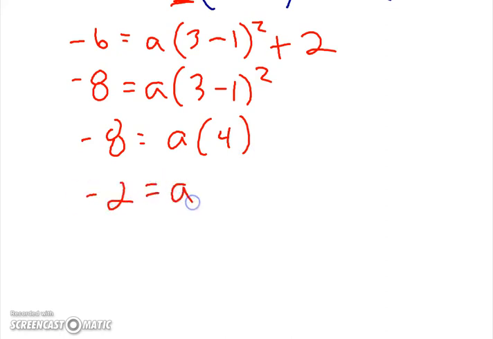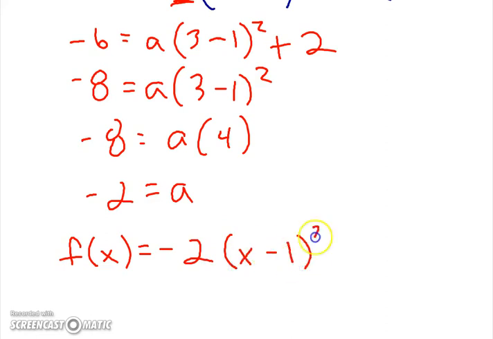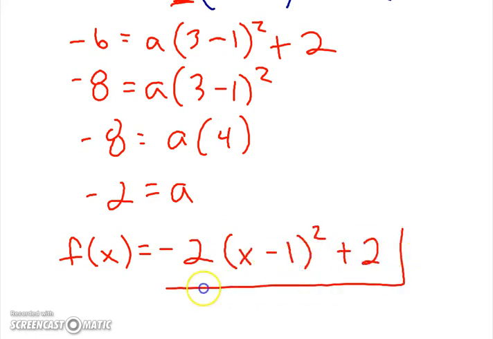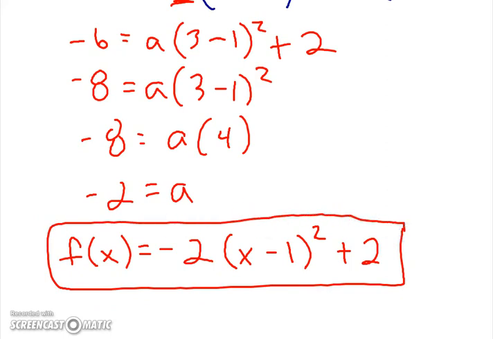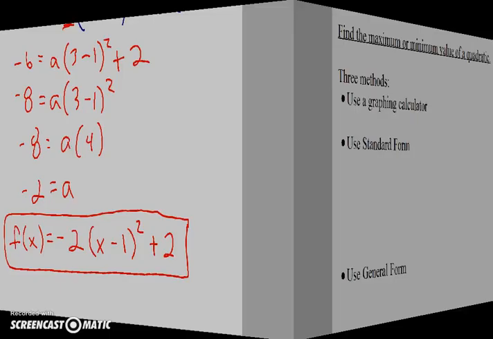a equals -2. So my function in standard form is f(x) = -2(x - 1)^2 + 2. That's it. All right, then the last problem.